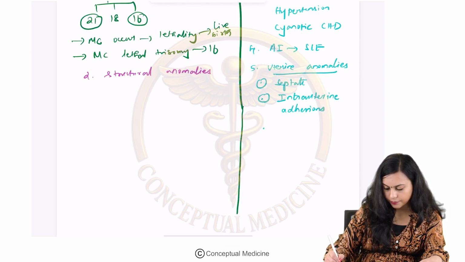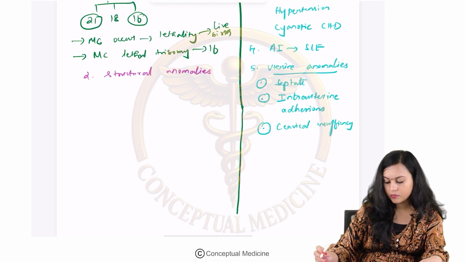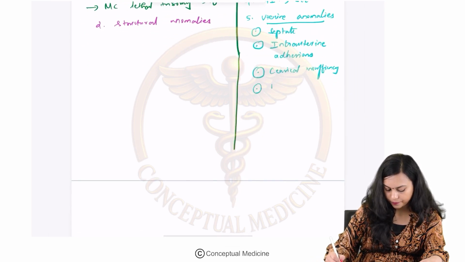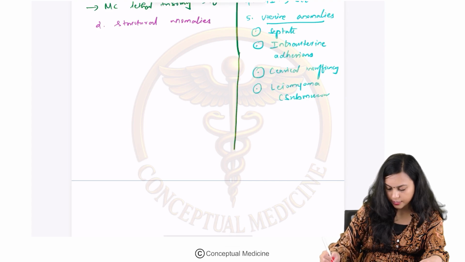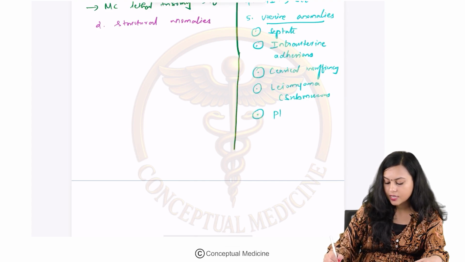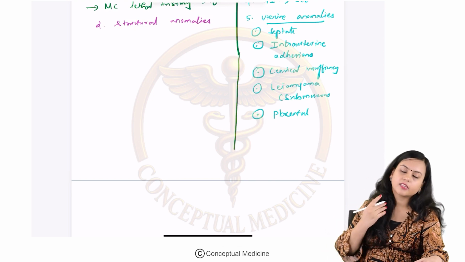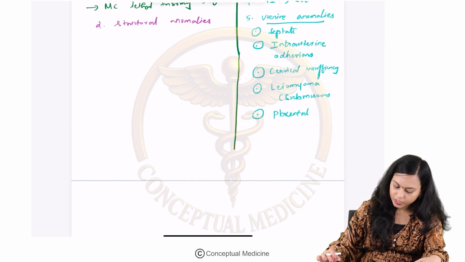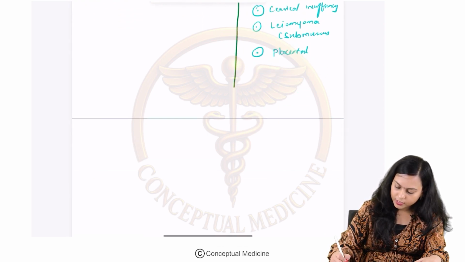Then there can be cervical insufficiency. These are some causes, and you may also include leiomyoma, especially the submucous type, and sometimes even some placental causes. There is a defective placentation, and that can also lead to miscarriage.